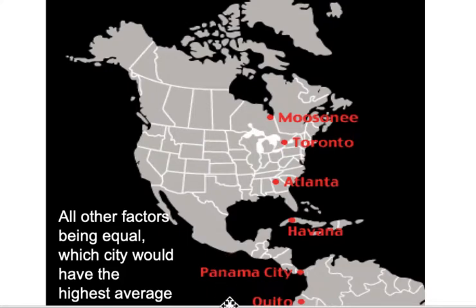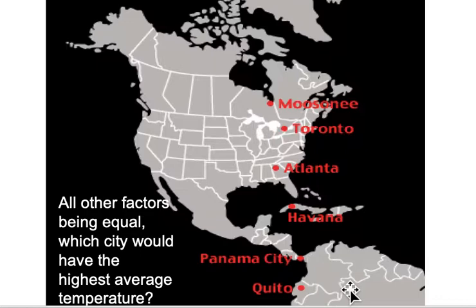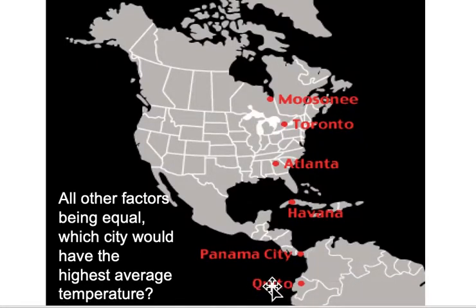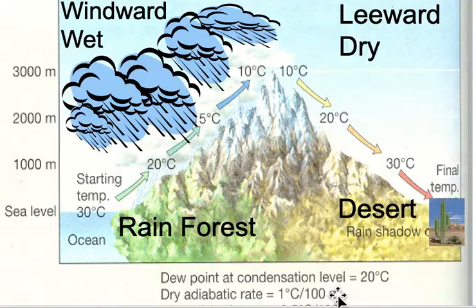But if latitude were the only climate factor, then I would expect that Quito, Ecuador would have the hottest climate because it's closest, it's actually right on the equator. And then as I go north, my climates would get colder and colder till I got up here in Canada. But it turns out actually that is not the case. Quito actually has quite a cool climate because there's another climate factor that's more important in that part of the world.